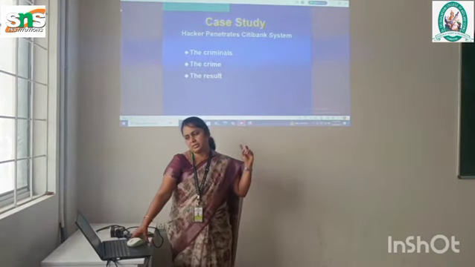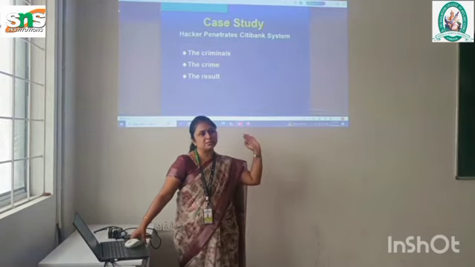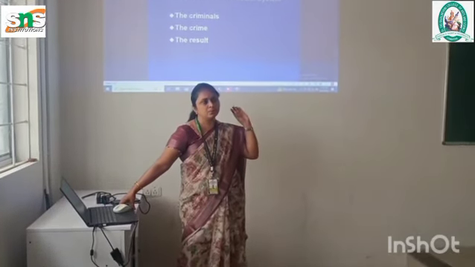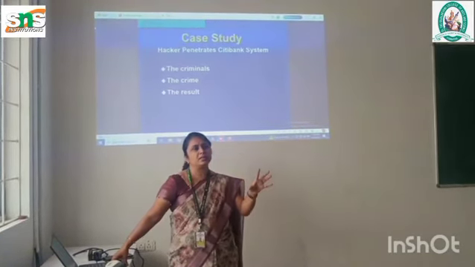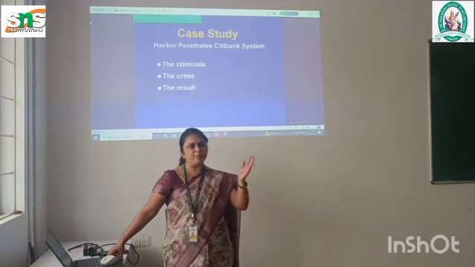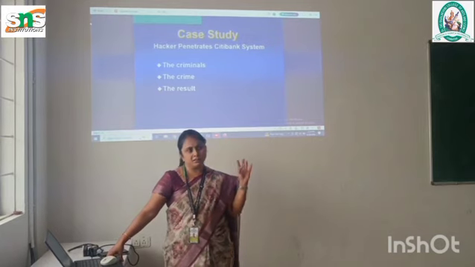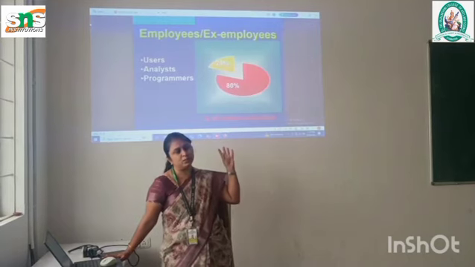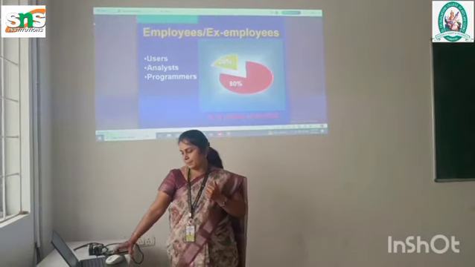Hackers penetrate, the criminal commits the crime, and then the result also has been taken. Who has hacked? Who is the particular criminal? What is the criminal's focus? And what is the main thing that happened? Step by step, what the criminal has done is taken as a result. So who penetrated Citibank? The ex-employee was the criminal, among users, analysts and programmers.